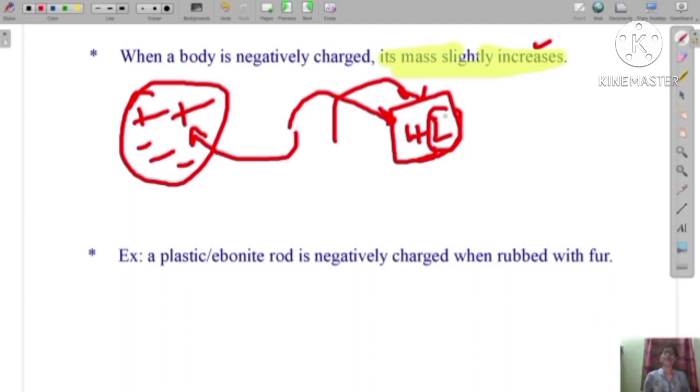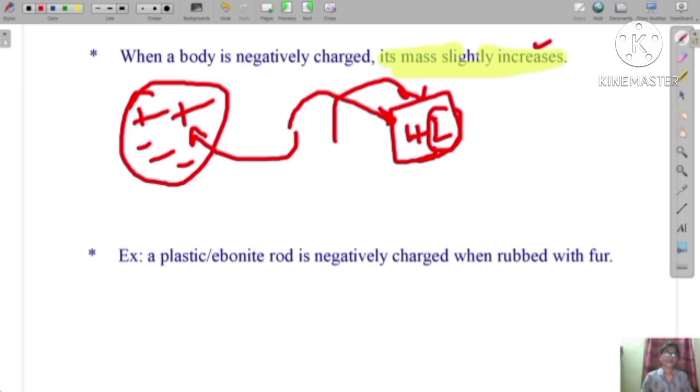The reason is the mass is increased. Is it clear? I hope you have understood. So whenever the body is gaining the electron, its mass increases. In the sense, whenever the body is gaining the electron, it is called a negatively charged body and hence its mass slightly increases. You can see an example here.